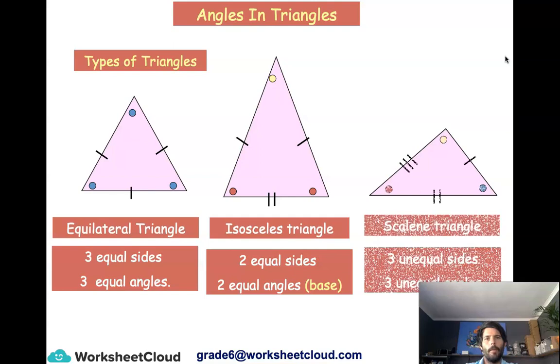And then a scalene triangle has three unequal sides and three unequal angles. What's important to note here is that in a scalene triangle, one of the sides has one stripe, then another side has two, opposite the yellow circle, and then opposite the blue circle, it has three stripes. Because there are different numbers of stripes on each side, that shows us that each side is different in length. So those are your three types of triangles and their properties.